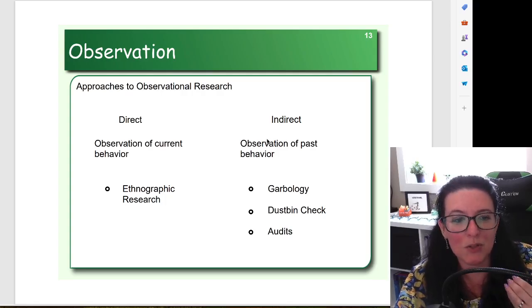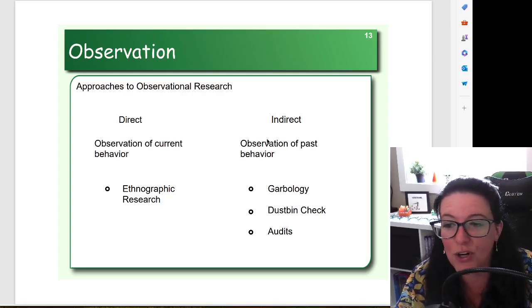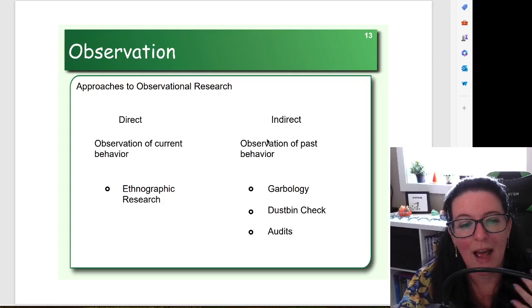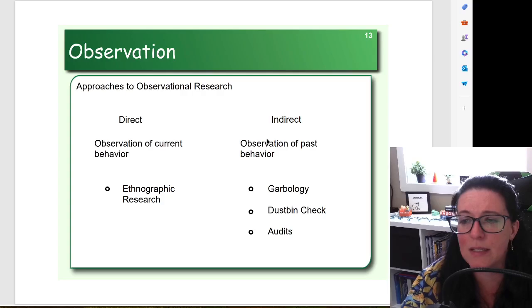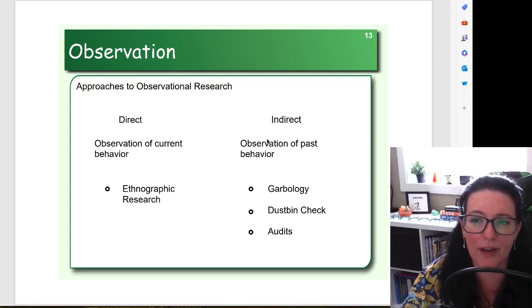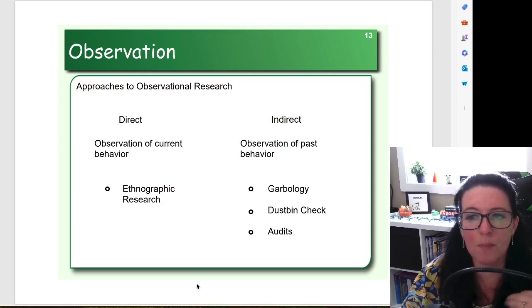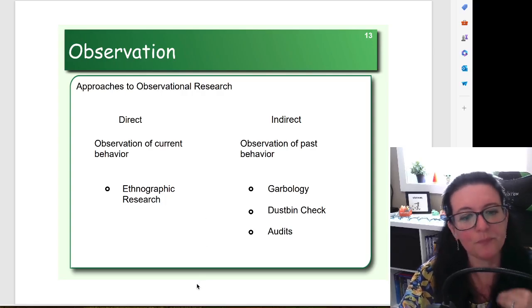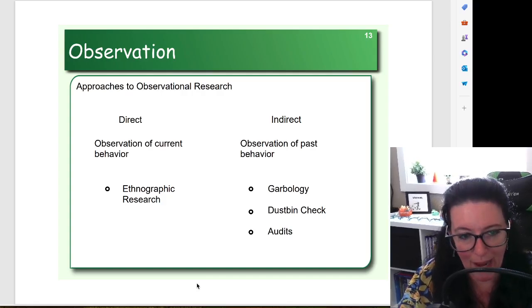So this might be in terms of anthropology to understand differences in culture and customs, and so you go and you live among the people. In comparison, we have indirect observational research. Indirect observational research is where we're observing past behavior. So we're looking for evidence that things happened in the past.